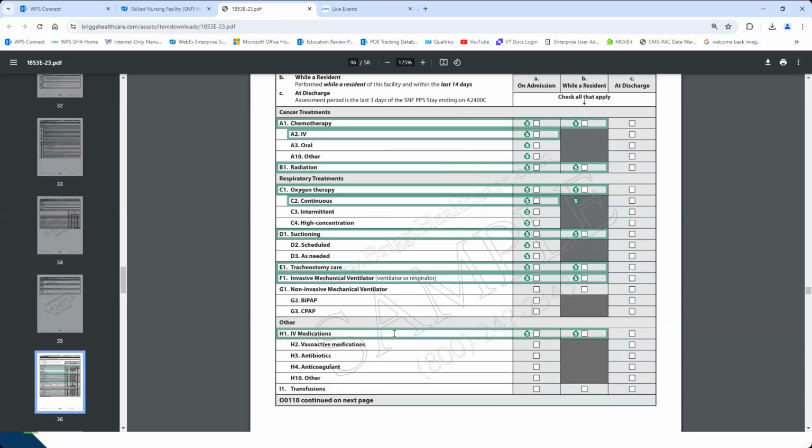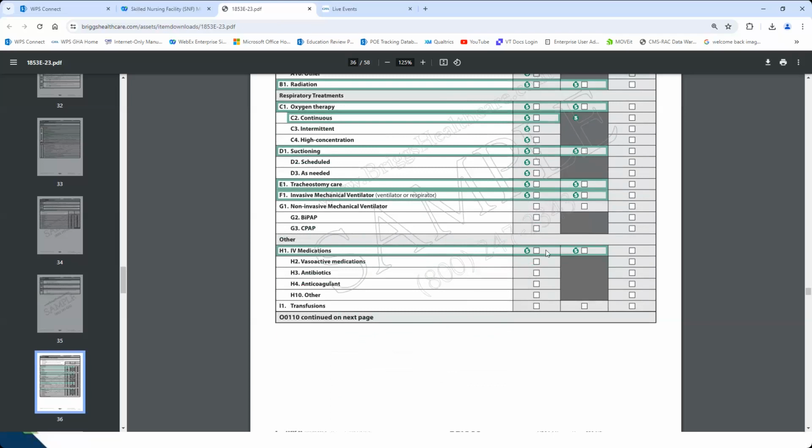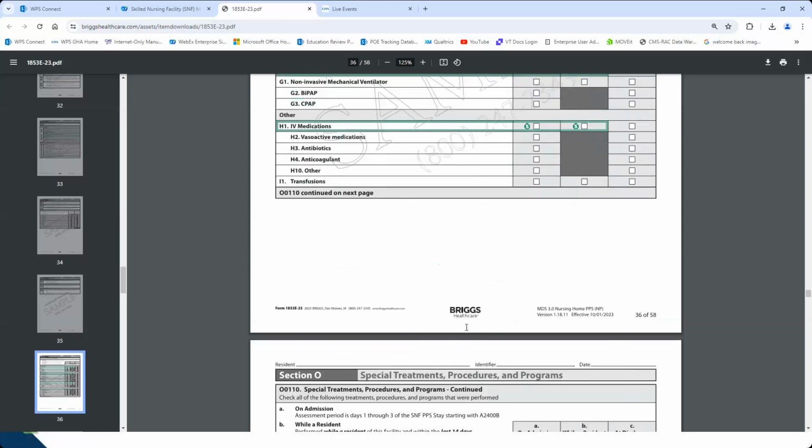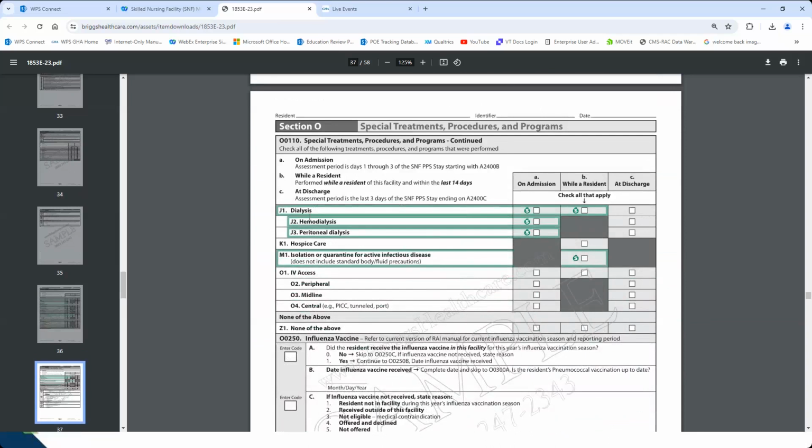As we continue to scroll down, suctioning, trach care, as well as scheduled and as needed suctioning could affect your payments. Invasive mechanical ventilator or respirator. IV medications, we'll talk about those in a little bit as well. Dialysis, hemodialysis, peritoneal dialysis, and then isolation or quarantine while a resident.